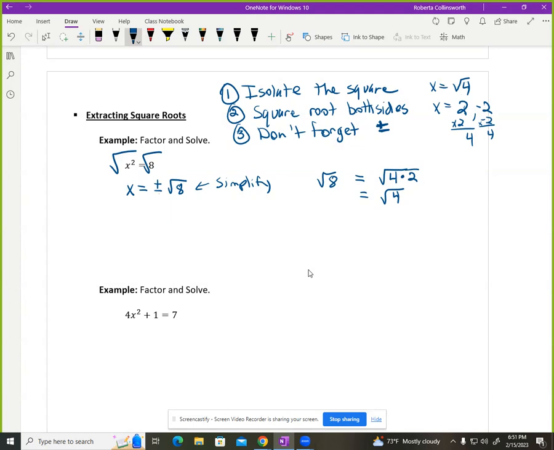So multiplication inside of there means you can separate it out like this. Sorry, I should have put plus or minus. What is the square root of 4? 2 times the square root of 2. So this square root of 8 simplified is 2 times the square root of 2. So this is looking for perfect squares.